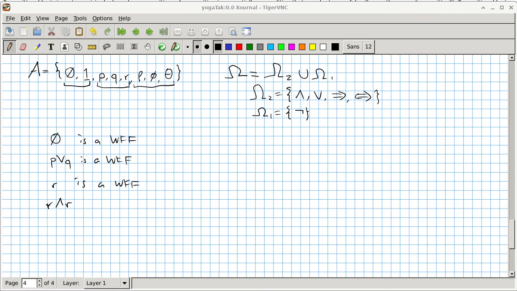So if R and R itself is well-formed, and we just need two well-formed formulae for and to become well-formed, now we can ask, what about R and R and R and R? Well, that is well-formed, right? Because we just showed that R and R by itself is well-formed. So now we have two well-formed formulae as components to an and, which is from omega 2. That makes the and expression itself also well-formed.